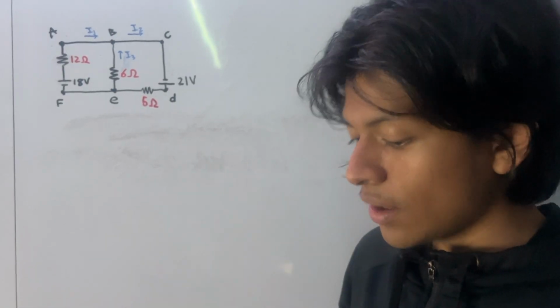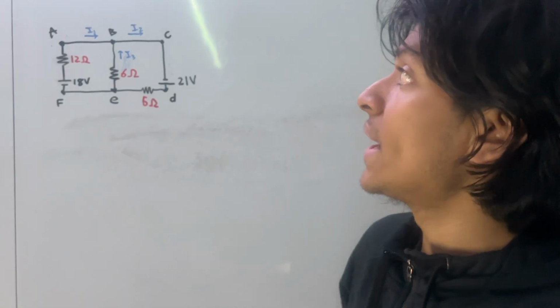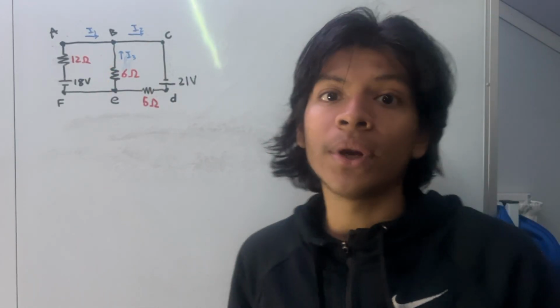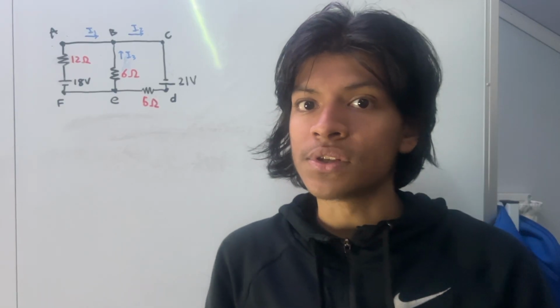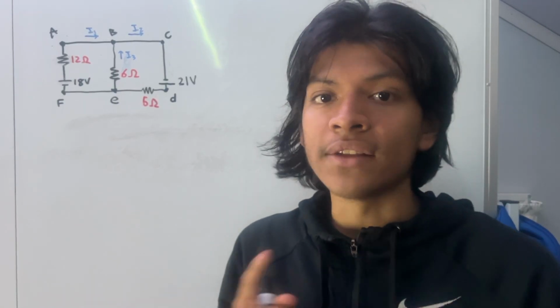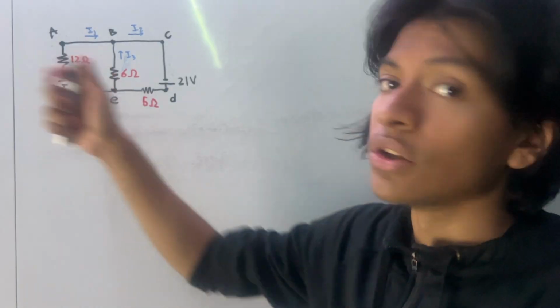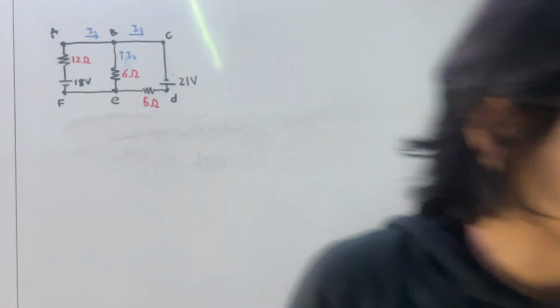Before we approach this problem, because we have three unknowns, that's a pretty good indicator that we're going to need three equations. One of those is going to be the junction rule, and two of those we're going to obtain using the loop rule.